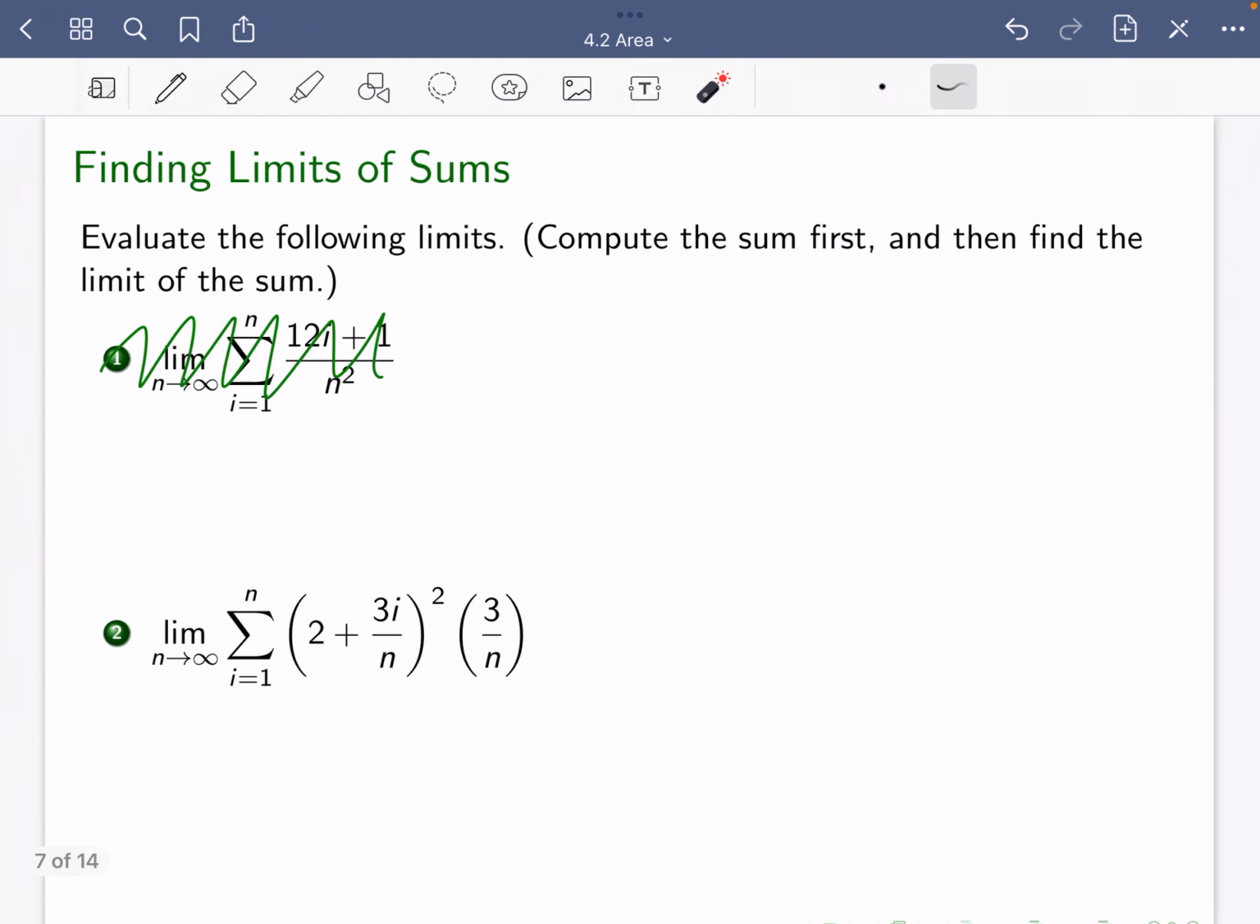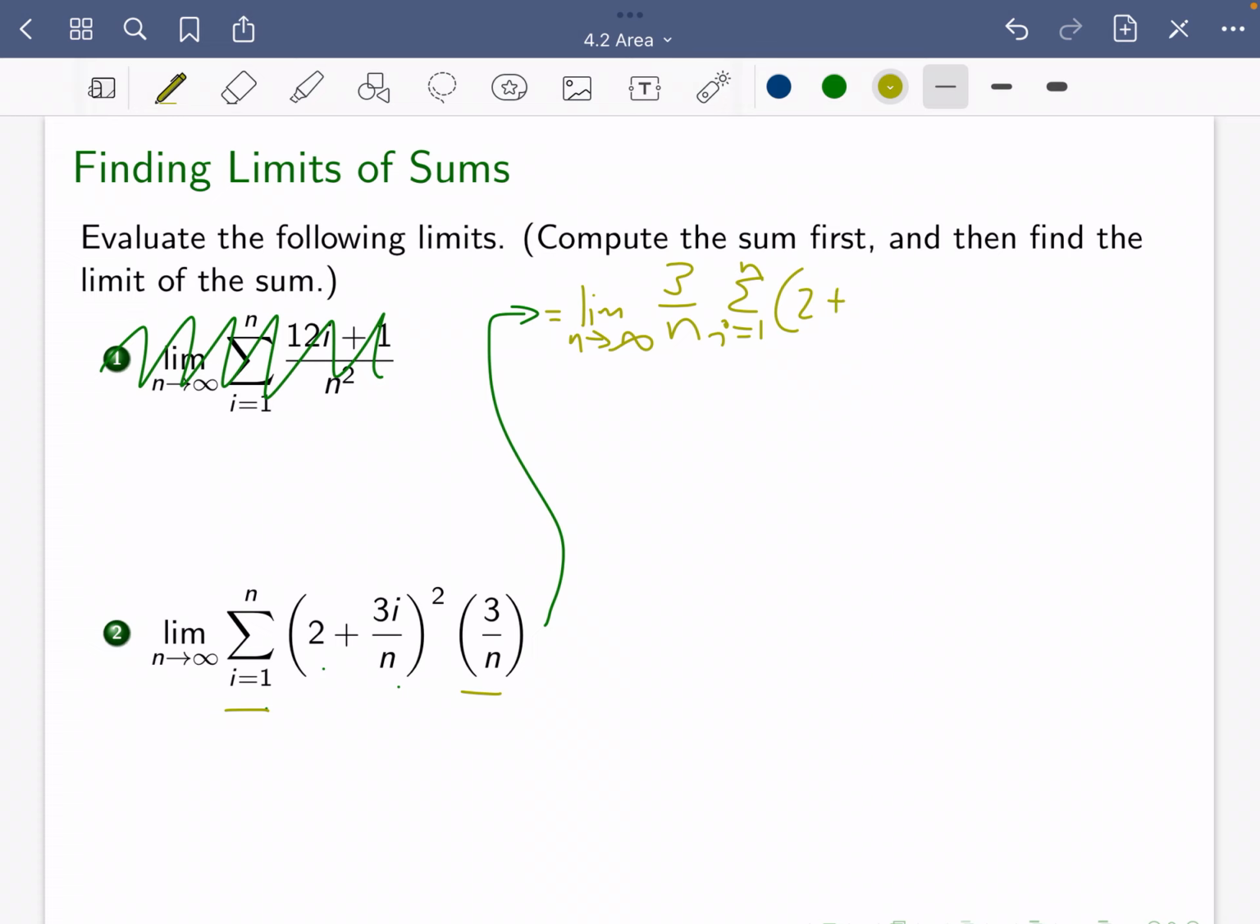All right, let's look at another example. So the second example: we have a limit as n goes to infinity, sum i equals 1 to n of (2 plus 3i over n) squared times 3 over n. All right, so what do we have? Well, the 3 over n, in terms of the summation, is constant. So we have a limit as n approaches infinity. That 3 over n we can bring out in front. Sum i equals 1 to n of (2 plus 3i over n) squared.